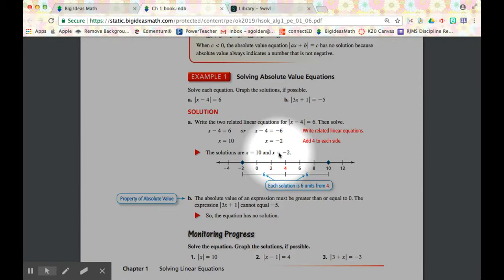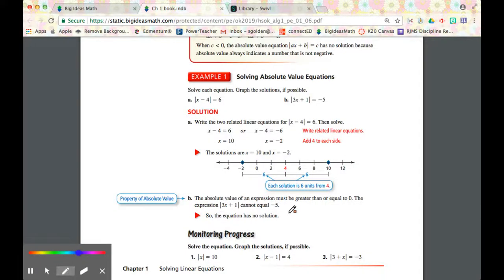Then if we look at example B, it says the absolute value of 3x plus 1 equals -5. If we look down here at this equation, we don't even have to work it out. The answer is just no solution. And there's a symbol we can use for no solution. It's just like a 0 with a diagonal line through it. It means no solution. I'll read their explanation and then I'll expand on it a bit.